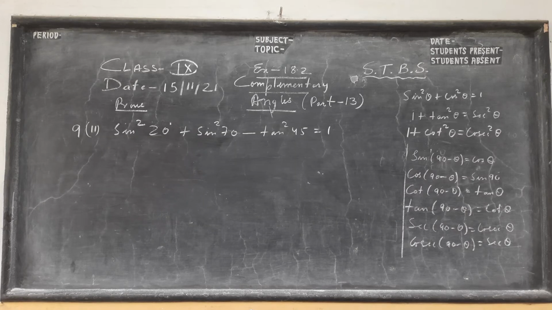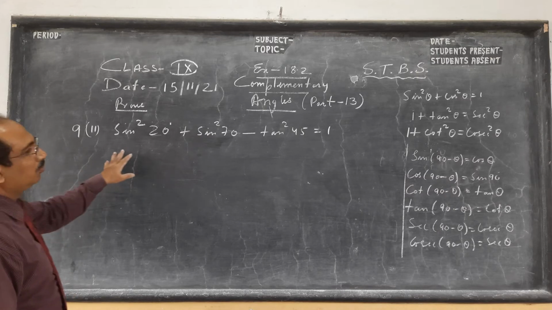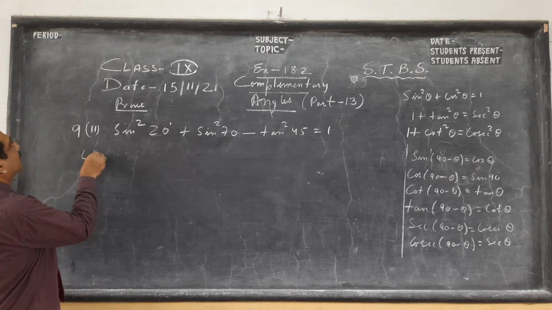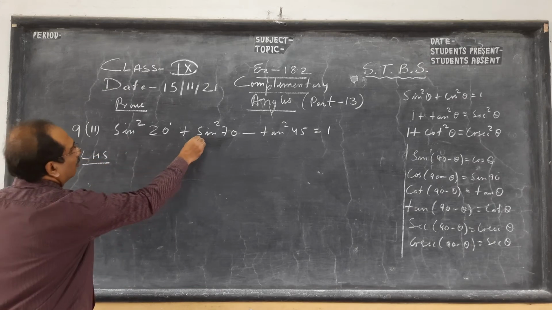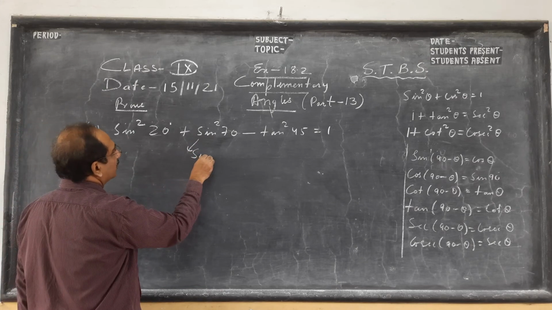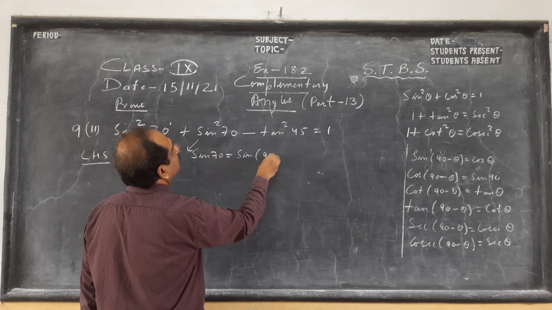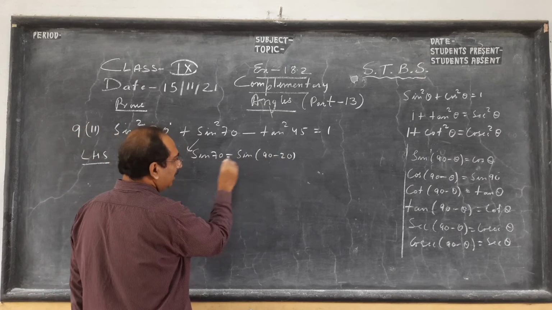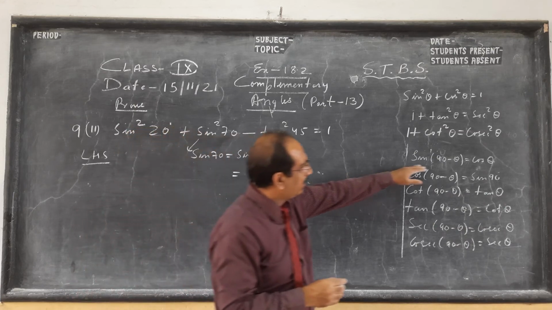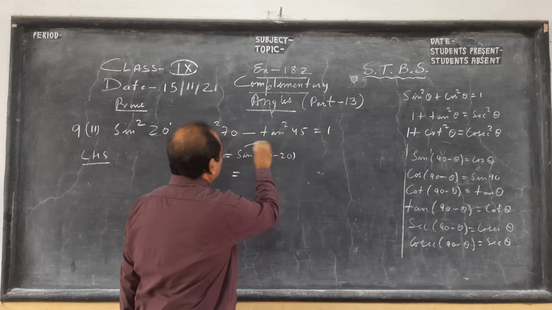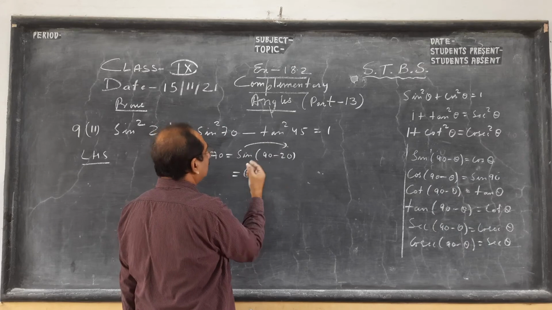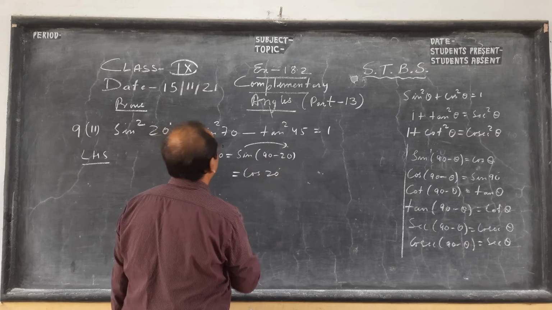Next we move on to 9 part 2. Here we have to prove left hand side is equal to 1. So we start with left hand side, children. Before I start, let me show you: sine 70 is sine of 90 minus 20, and in this format sine 90 minus theta is cos theta. So sine becomes cos. This is what complementary angle is all about: cos 20.